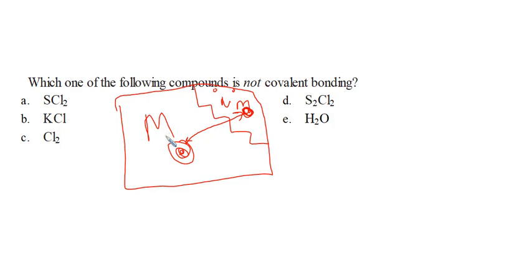You see, these elements tend to become positively charged, and these tend to become negatively charged. So we're looking for a metal and a nonmetal. So these are two nonmetals. This is a nonmetal bonding with itself. Two nonmetals, two nonmetals. The answer is KCl is a type of ionic bonding. Okay, so it's not covalent at all. The answer would be B.